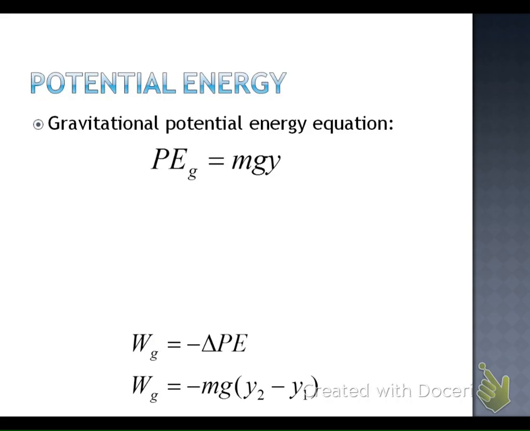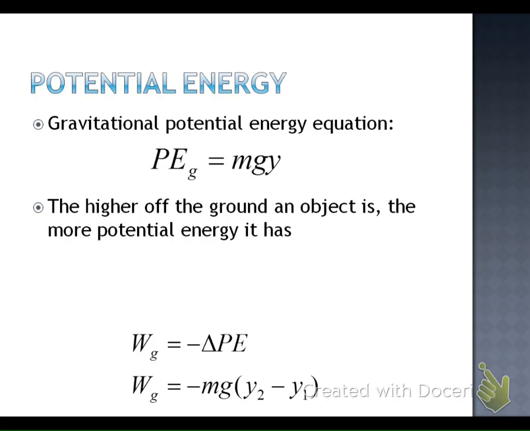This is gravitational potential energy. The subscript G doesn't necessarily need to be there, but I put it there for convenience. Potential energy equals mass times gravity times y. What do you think y would be here? The height, yeah, good. The distance vertically that something falls or is lifted. The higher off the ground it is, the more potential energy it has. If this is our height, the bigger that number is, the bigger this number will become.